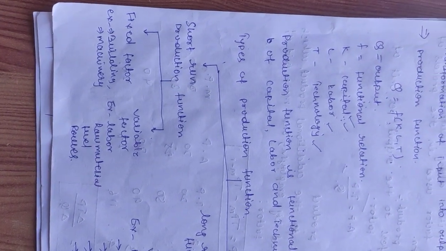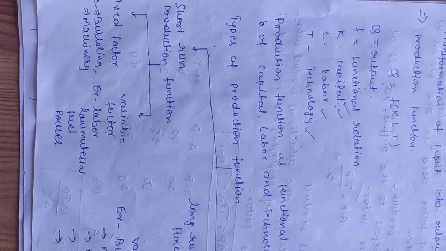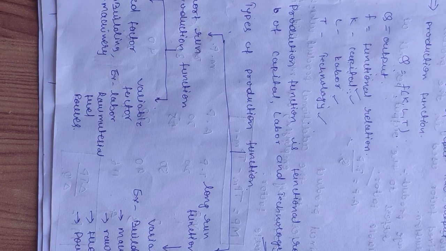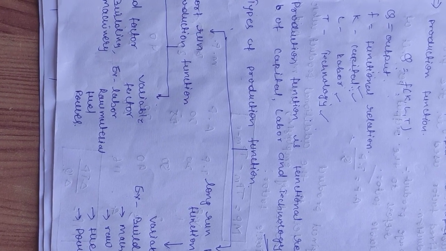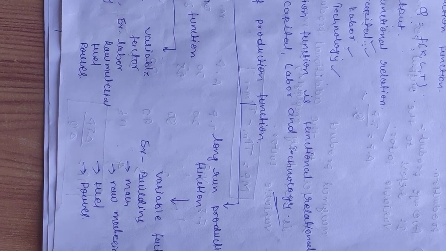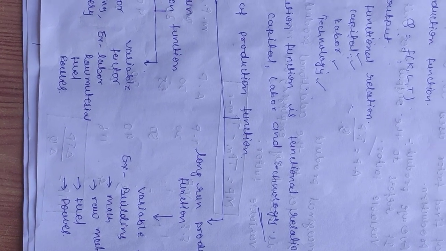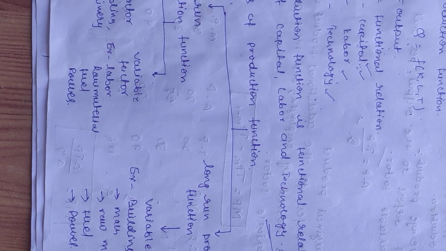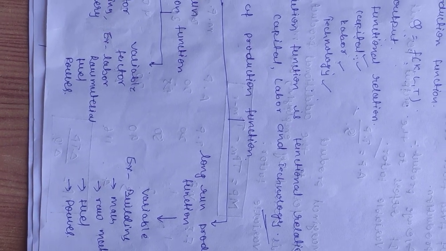Now the fixed factor includes building and machinery, which is a one time investment. Now we will talk about the variable factor. The variable factor depends on labor, raw material, fuel, power and other things.